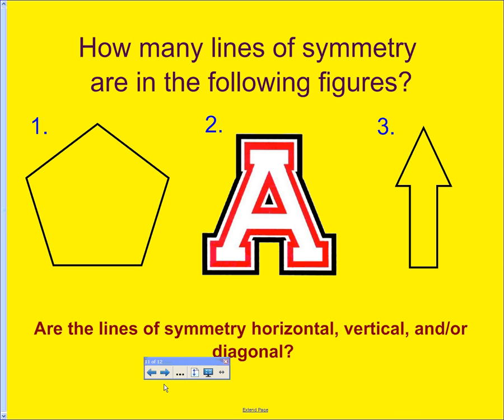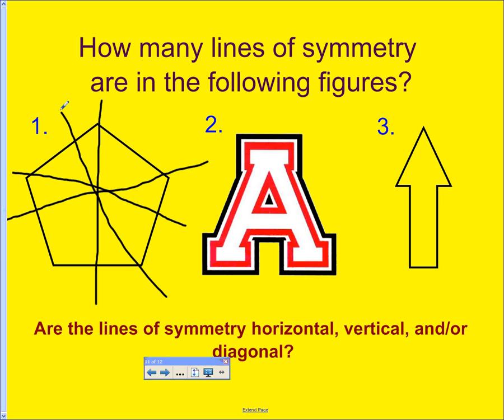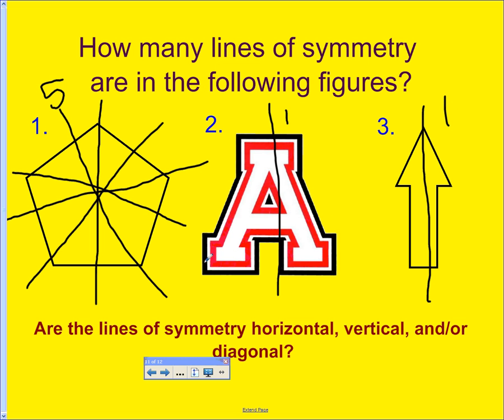So how many lines of symmetry are in the following figures? Well, our pentagon, I've got one line there, one line there. That makes that 3, 4, 5 lines of symmetry. On this A, that's a bad example, but there's one line of symmetry, and on this arrow there's one line of symmetry.